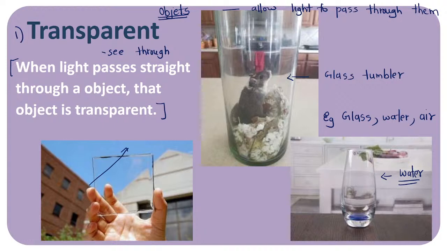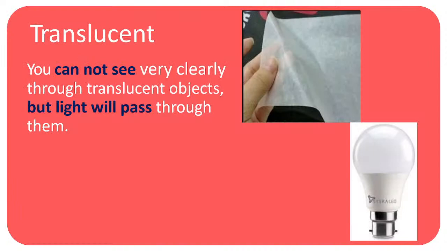Let me explain again what transparent means. Transparent objects are those objects which allow light to pass through them and we can see things clearly. The things are clearly seen through the transparent object. Let us see what the translucent objects are.